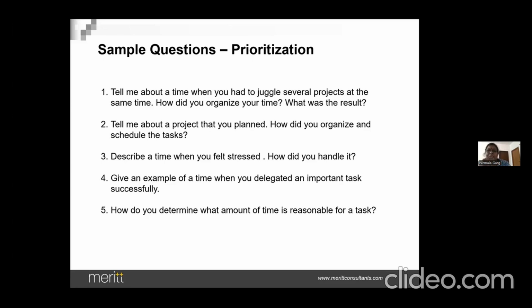Where else do you think prioritization is critical? Any other roles? Project manager, prioritization, right? Any other roles where it is very critical? Any other roles you can think of?